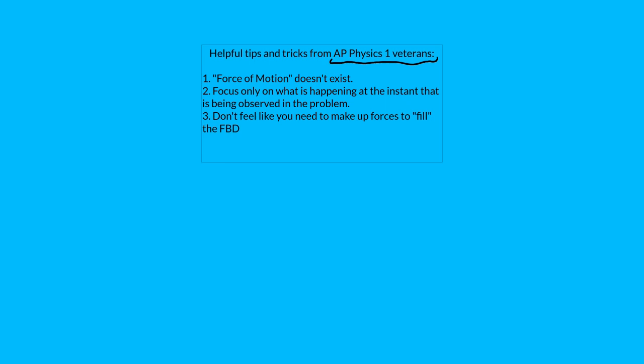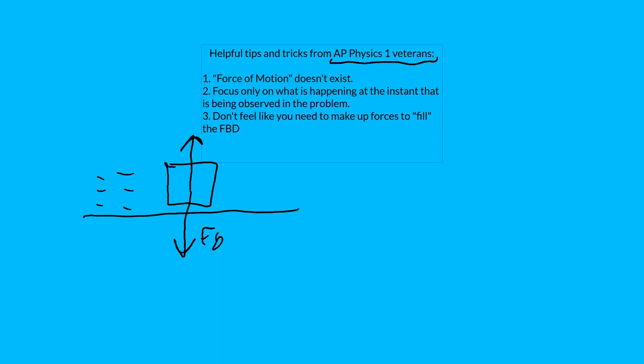First and foremost, force of motion doesn't exist. That's not a real thing. What I mean by that is if we've got a box right here on the ground, sliding to a stop, but moving in the rightward direction, we would draw the free body diagram like this. It has the normal force and the force of gravity. We know those right off the bat because it's not accelerating up or down. It's moving along a flat horizontal plane, and it has the force of friction.